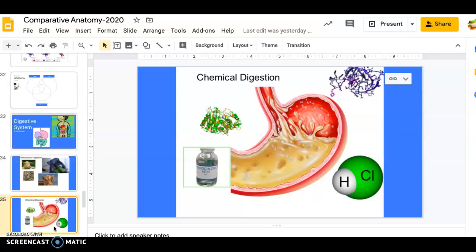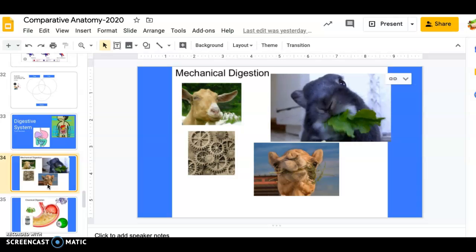Think about putting that cracker in your mouth. Your saliva has enzymes that break down carbohydrates, and the cracker will kind of dissolve in your mouth, or so will a piece of bread as well. That is chemical digestion happening, and it starts in your mouth, the same place that mechanical digestion starts.